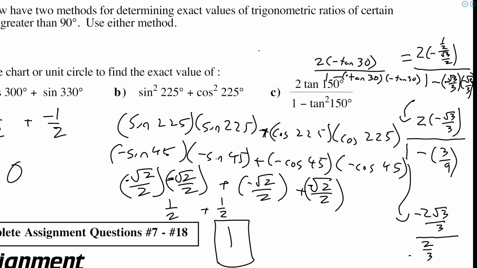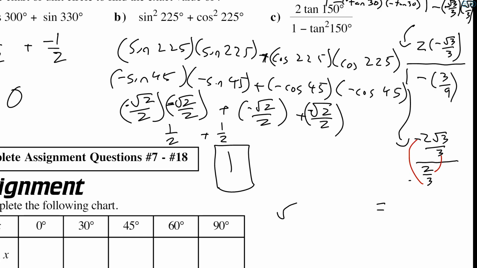1 minus 1/3 is 2/3. And can I simplify that a little bit further? Yes. I can still do my a times b and b times c thing with fractions to end up with negative 6 root 3 over 6. Any more simplifying I can do? Oh yeah, so this ends up being negative root 3.